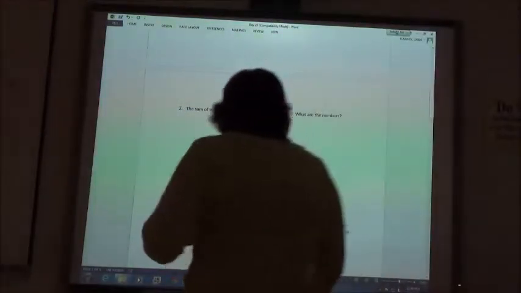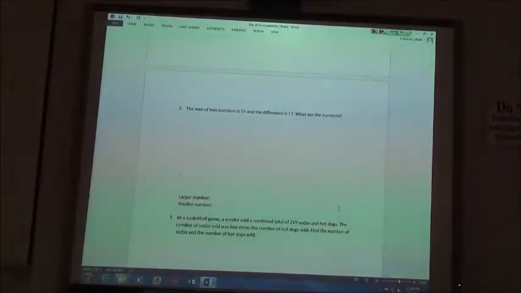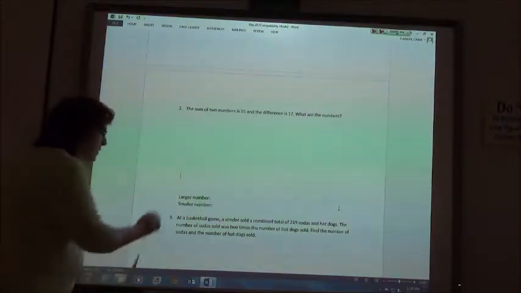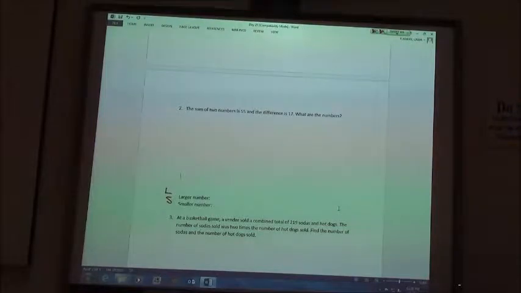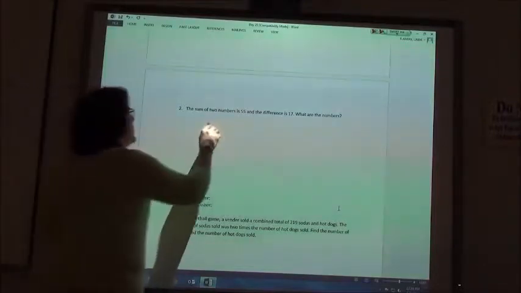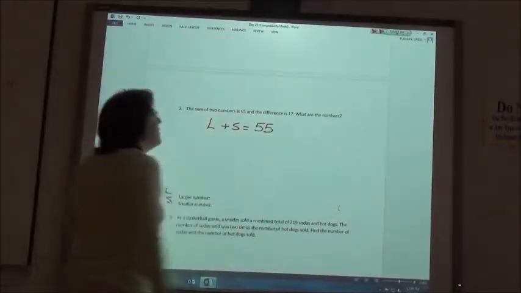The second one says the sum of two numbers is 55 and the difference is 17. What are my two numbers? So the first equation, the sum of my two numbers is 55. I have a larger number and a smaller number, so I'm going to use L and S, even though my S's sometimes look like 5. I just have to remember it's an S. Sum of two numbers, sum means I'm going to add. So L plus S equals 55.